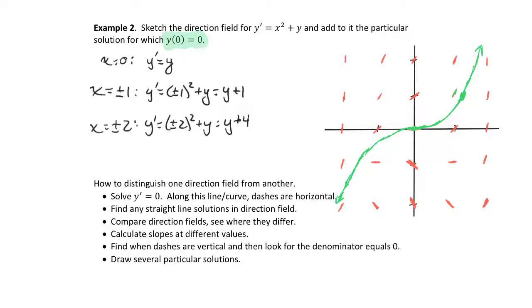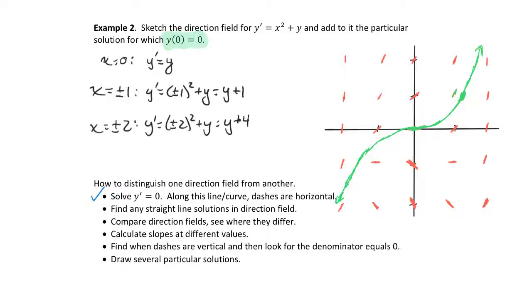Okay, so what we're going to do to conclude this is I'm going to give us 6 different direction fields like we've been seeing, and we're going to match up which particular differential equation goes with which direction field. Here are some things that we can do in order to help us out. I think one of the easiest things to do is figure out when the derivative is 0. Along that particular line, or that curve, our dashes would be horizontal.